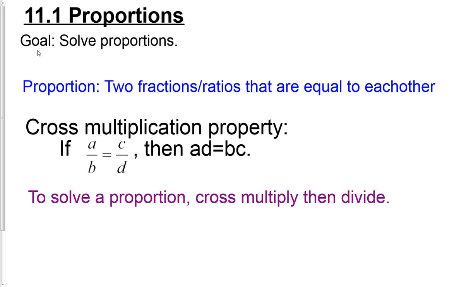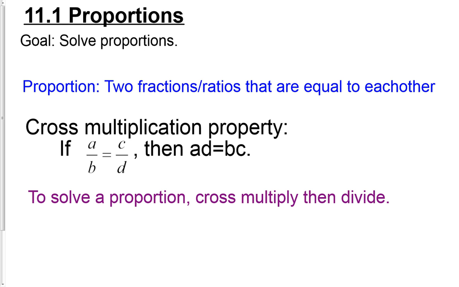Today we're learning lesson 11.1 on proportions. We have dealt with and solved proportions in the past, but today here's our official lesson. A proportion is what? It's like two fractions or ratios that are equal to each other.